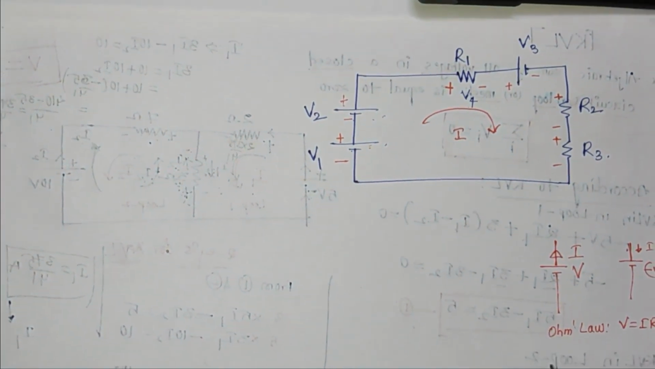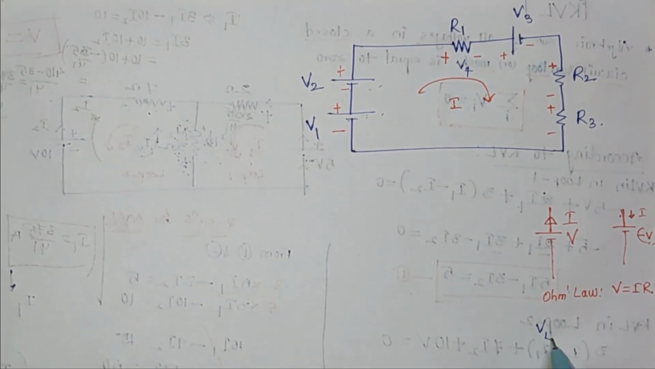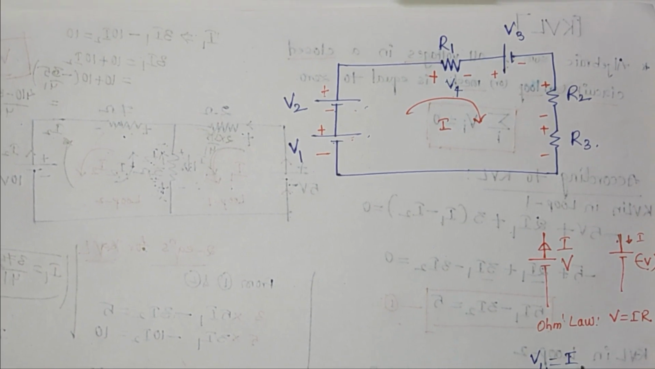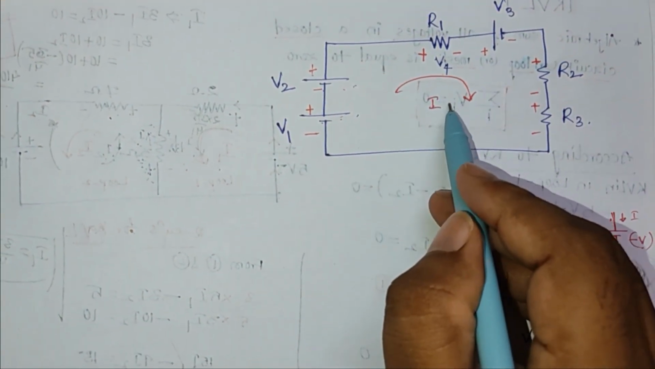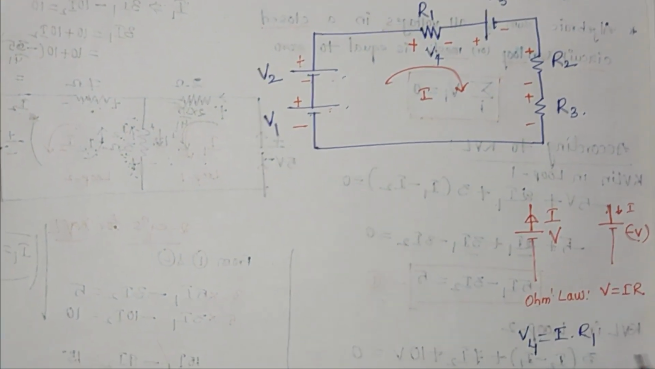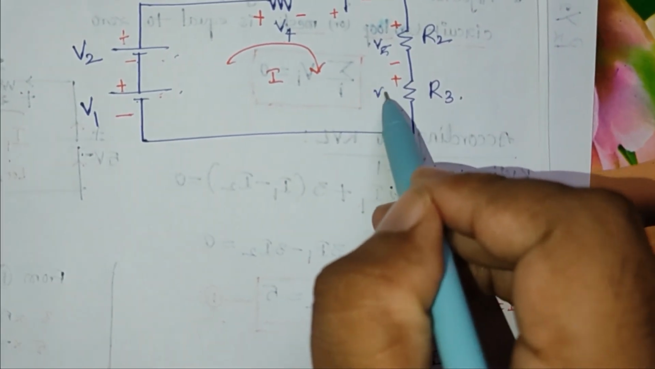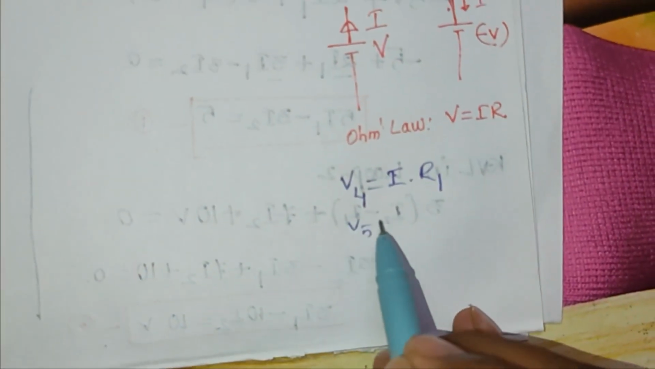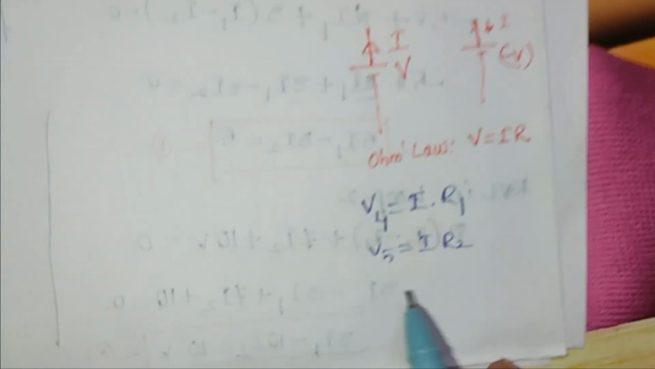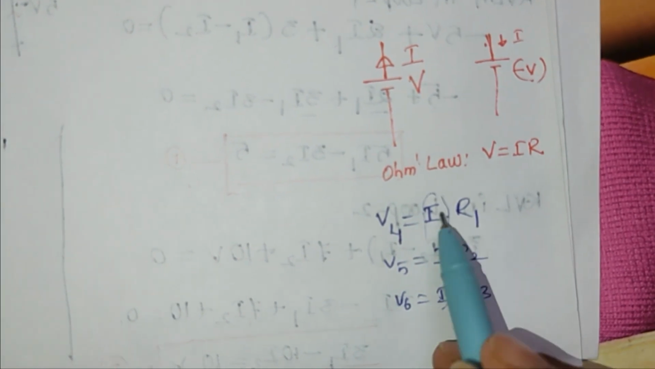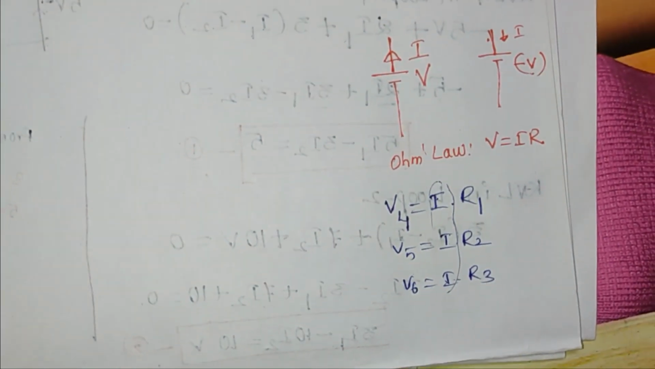The voltage across resistor R1 is V4, which by Ohm's law equals the current through the resistor. We treated the current through the circuit as I, so that will be I into R1. Similarly, the voltage across R2 will be V5 and the voltage across R3 is V6. So V5 equals I into R2 and V6 equals I into R3. Because this is a series network, the current in each expression is the same.